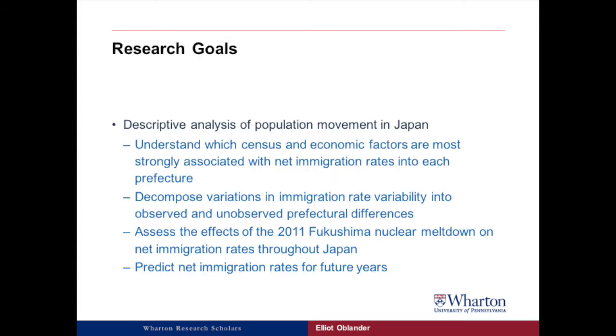Our goal for this project is to perform a descriptive analysis of population movement in Japan. In particular, we want to understand what census and economic variables are most associated with net immigration rates. Additionally, we want to decompose variations in immigration rate into observed and unobserved differences between prefectures. Furthermore, we want to look at what the effects of the Tohoku earthquake and the subsequent nuclear meltdown were on net immigration rates throughout Japan. Lastly, we want to be able to predict immigration rates for future years.